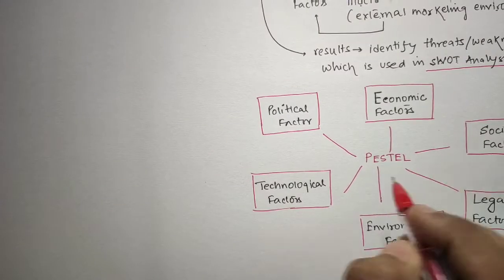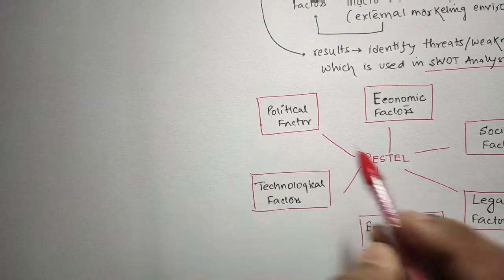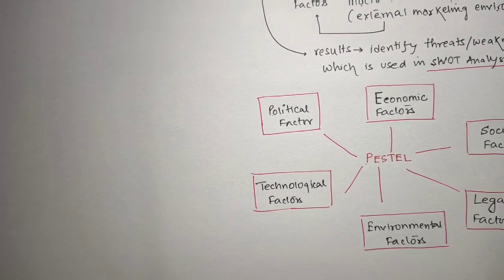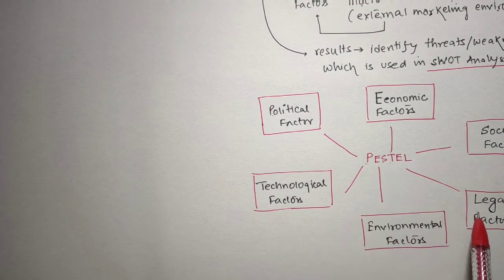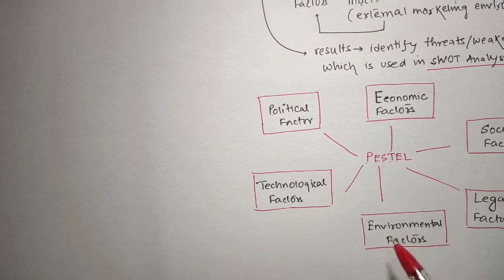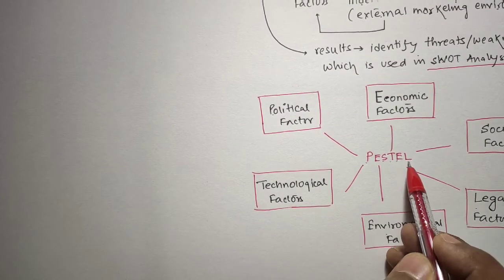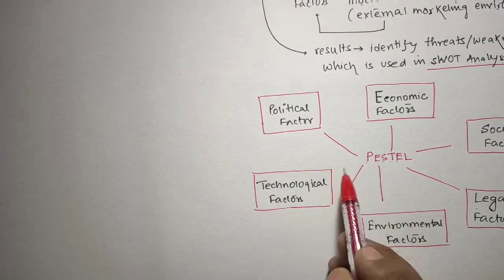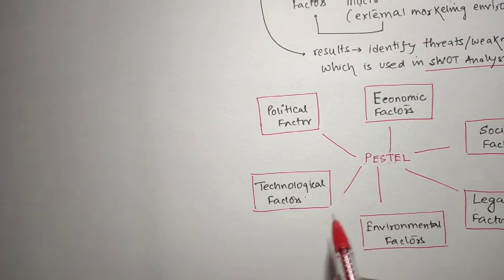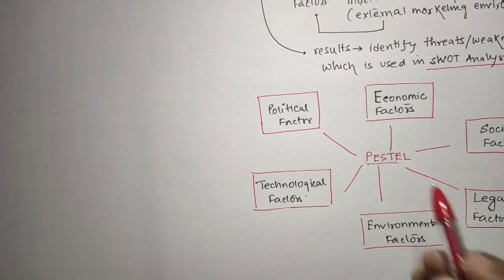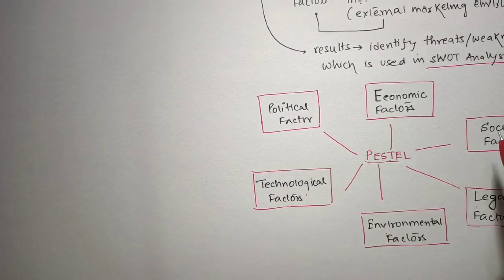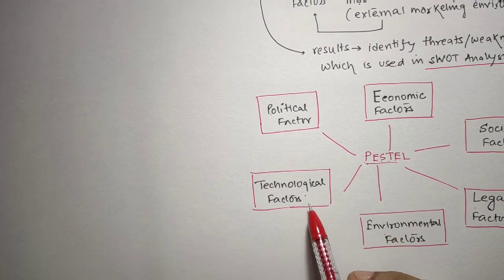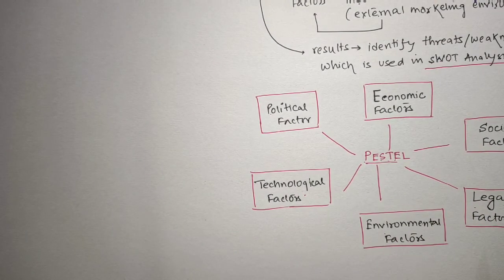What does PESTEL stand for? P for political factors, E for economic factors, S for social factors, T for technological factors, E for environmental factors, and L for legal factors. So this is the full form of PESTEL: political, economic, social, technological, environmental, and legal. Now let us discuss the factors one by one.